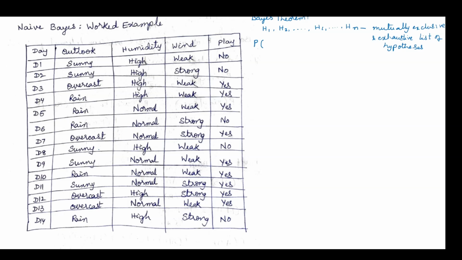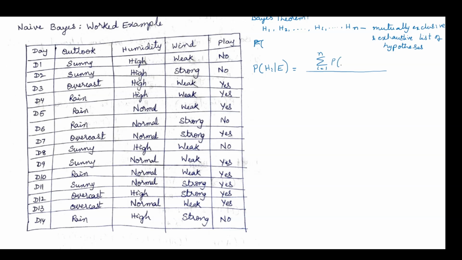Now when we use Bayes theorem to represent the same, that is, what is the probability for a given hypothesis Hi to be true under the observation of evidence E, it is given by a sigma from i equal to 1 to n over all the hypotheses.